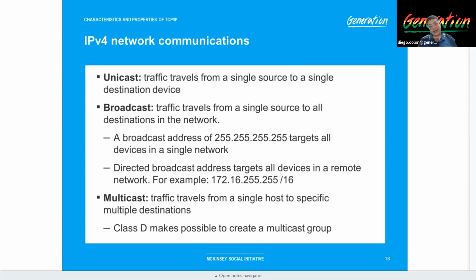Now, multicast travels from a single host to a specific set of multiple destinations. A Class D makes this possible to create the multicast group, which is already defined. When you have that multicast address, it's defined where you're going. Questions or doubts?